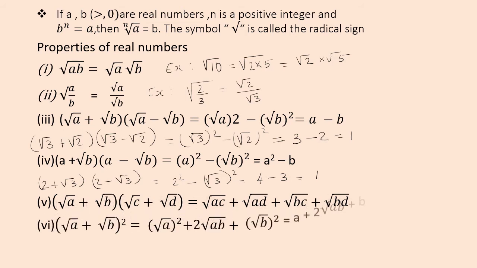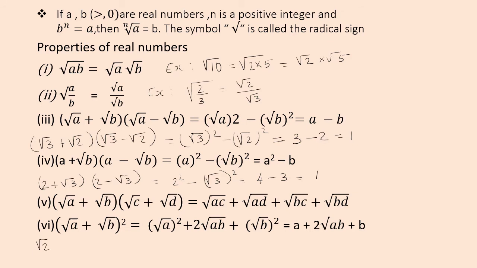Moving to the next property, that is root a plus root b whole square, that is same as the identity root a square plus 2 root ab plus root b square. So you will get a plus 2 root ab plus b. You can do an example here.